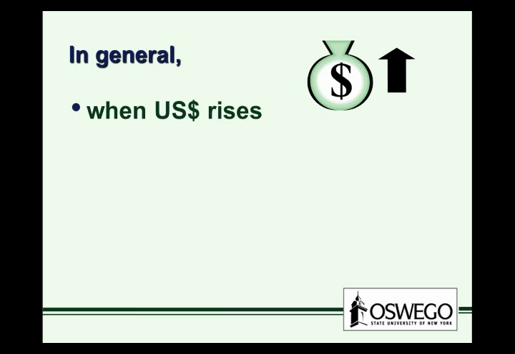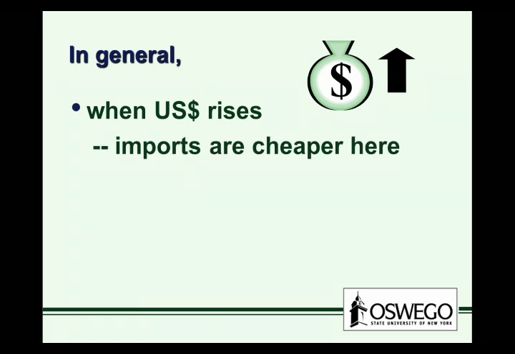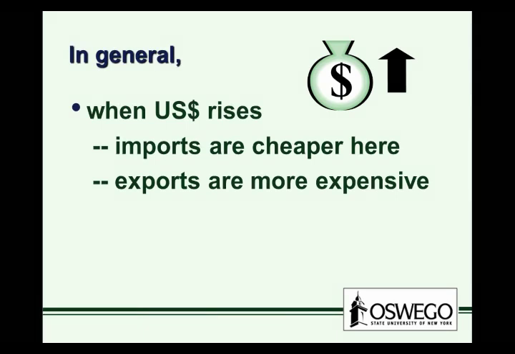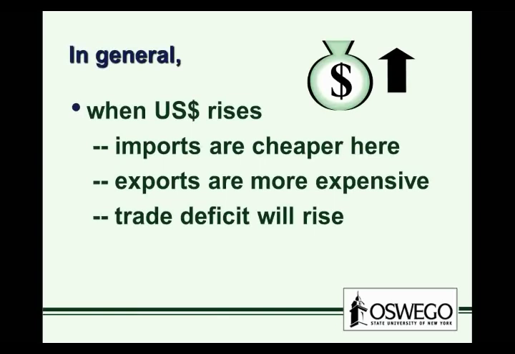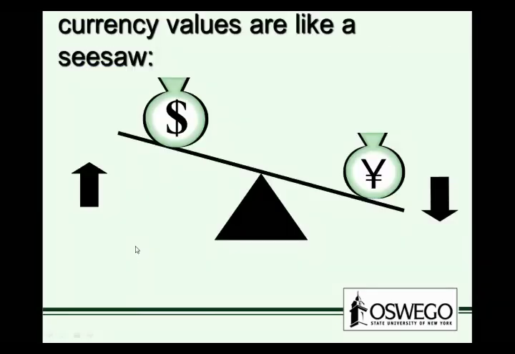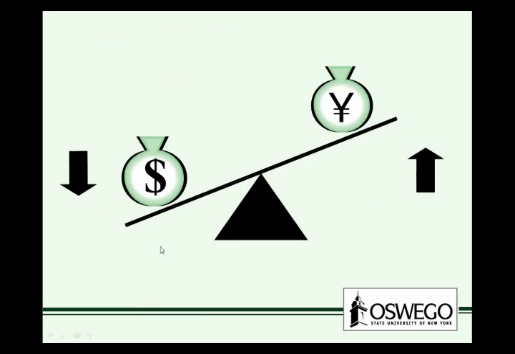The opposite happens when the US dollar rises: imports become cheaper here when our dollar is stronger. Exports are more expensive. It becomes harder for US manufacturers to sell their products in other countries, and the trade deficit will rise. So what does this tell us? Currency values are really like a seesaw. Remember, if the dollar is rising, the yen has to be falling. Similarly, if the dollar is falling, the yen has to be rising. When we're comparing the two, those arrows have to go in opposite directions.